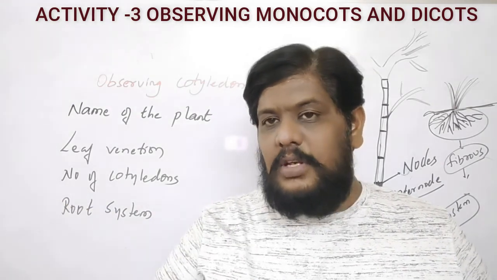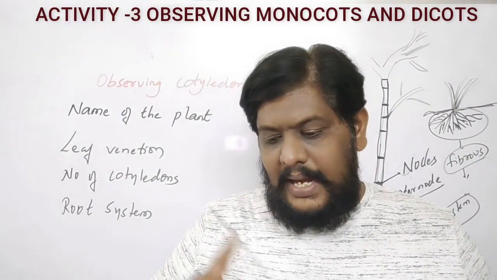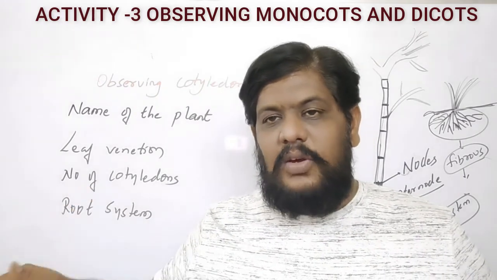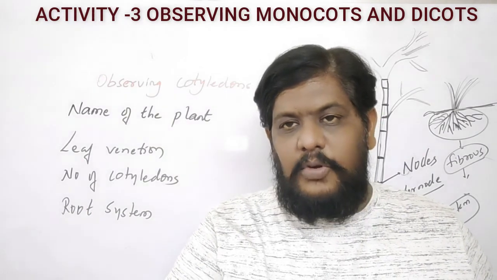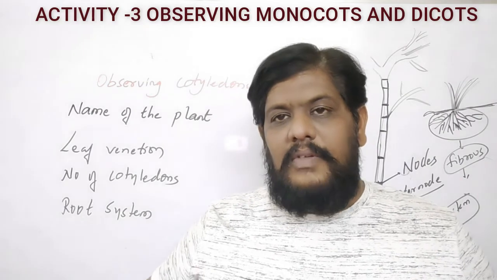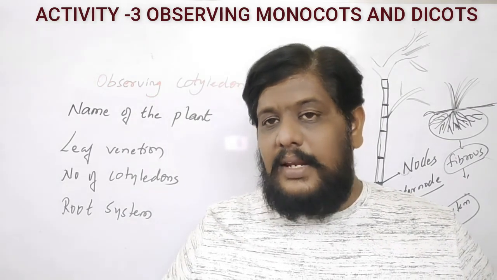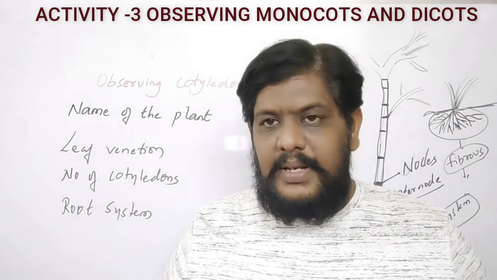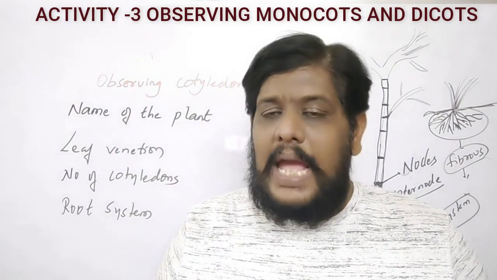In monocots the leaves are long and slender, in dicots the leaves are a bit broad. Petals are in multiples of 3 in monocots, whereas in dicots petals are in multiples of 5. In monocots the xylem and phloem, the vascular bundles, are scattered, whereas in dicots they are present in a ring-like structure, isn't it? And the last one is the fibrous root system in the monocots, and in the dicots you can see the taproot system.